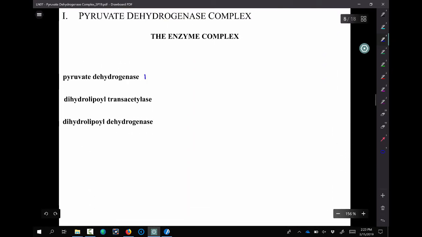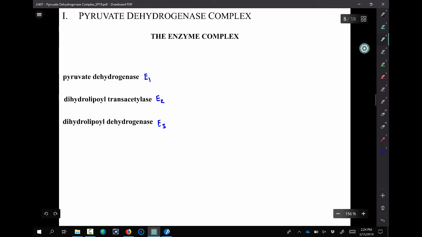So let me go ahead and label these. This is E1, also called pyruvate dehydrogenase. That would be subunit 1 of pyruvate dehydrogenase complex. Subunit 2, this is a fun name to say and spell. This is why I like E2. It's dihydrolipoyl transacetylase. So that's fun. And dihydrolipoyl dehydrogenase is E3.